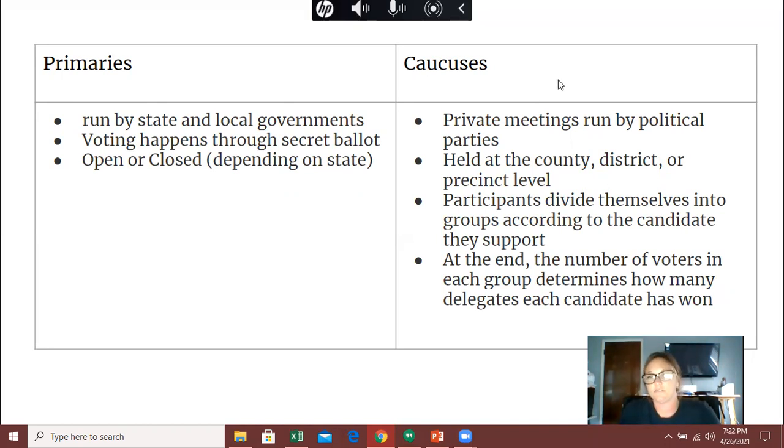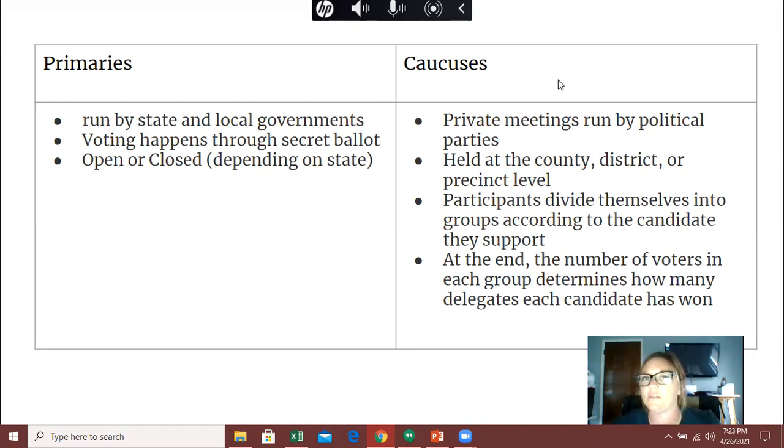But caucuses are much different. They are honestly a little antiquated. Only someone who's very into politics or very passionate about their political ideology is going to be the one who shows up to caucuses. They're private meetings run by political parties, usually held at the county, district, or precinct level. And, guys, a lot of the time these caucuses are literally held in elementary school gyms and cafeterias.